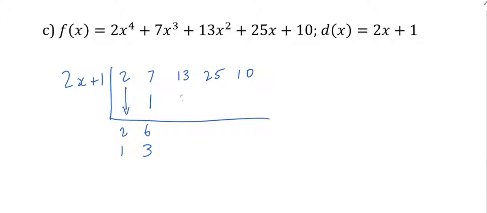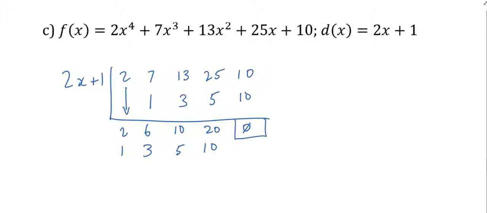3 times 1 is 3. 13 minus 3 is 10. If I was ever doing this process and, like I say, it didn't work out, like you got a decimal or a fraction when you divide it, you've made a mistake. Go back and fix it. 10 divided by 2 is 5. 5 times 1 is 5. 25 minus 5 is 20. Divided by 2 is 10. 1 times 10 is 10. 10 minus 10 is 0, like somebody just said.